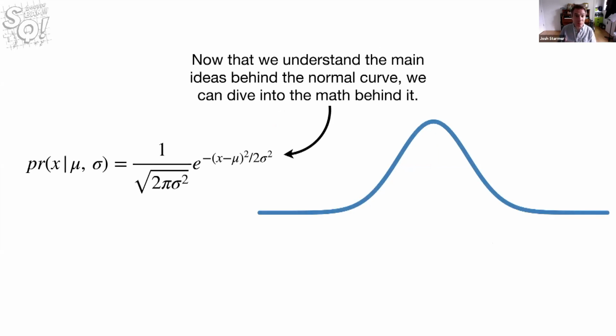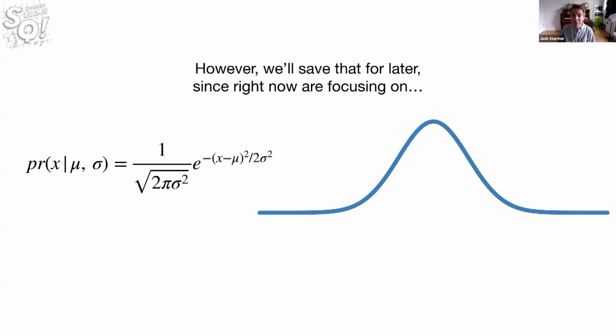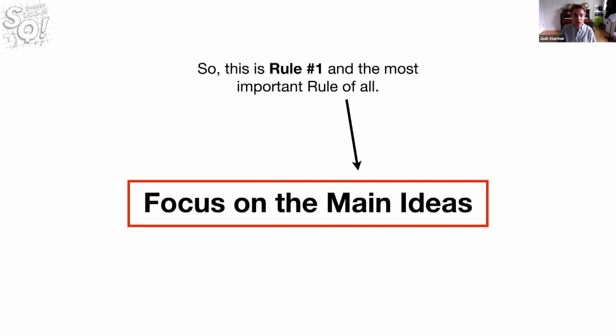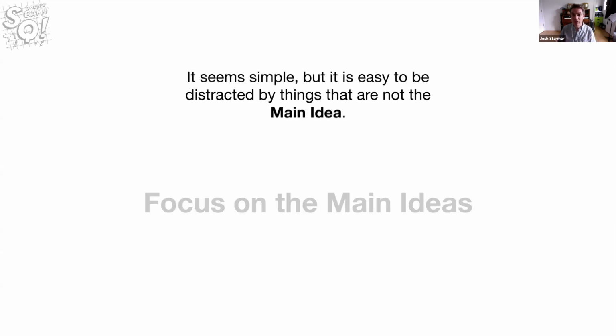Now that we understand the main ideas behind the normal curve, we can dive into the math behind it. However, I'm going to save that for later, since right now we are focusing on the main ideas. So this is rule number one, and it is the most important rule of all. It seems very simple, but it is easy to be distracted by things that are not the main ideas.